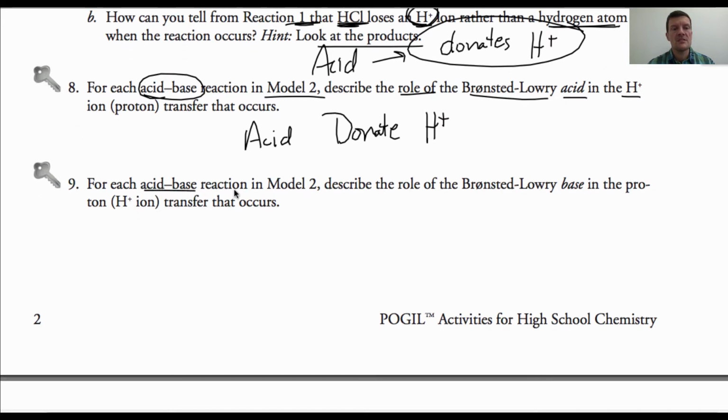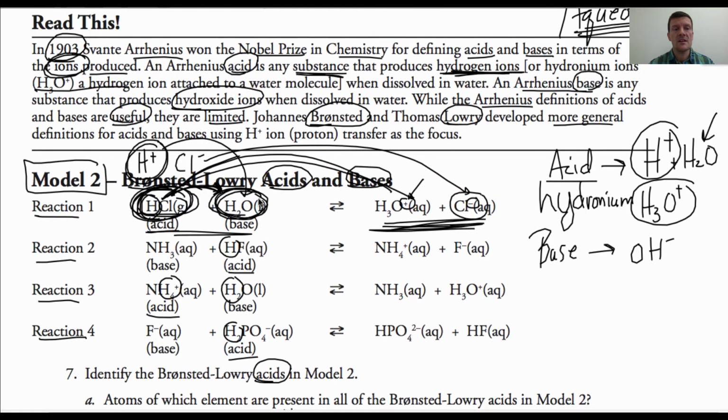For each acid-base reaction in Model 2, describe the role of the base. Well, if the acid is going to donate the H plus, then something has to accept it. The base is going to then accept the H plus. Okay, so let's look back up here again.